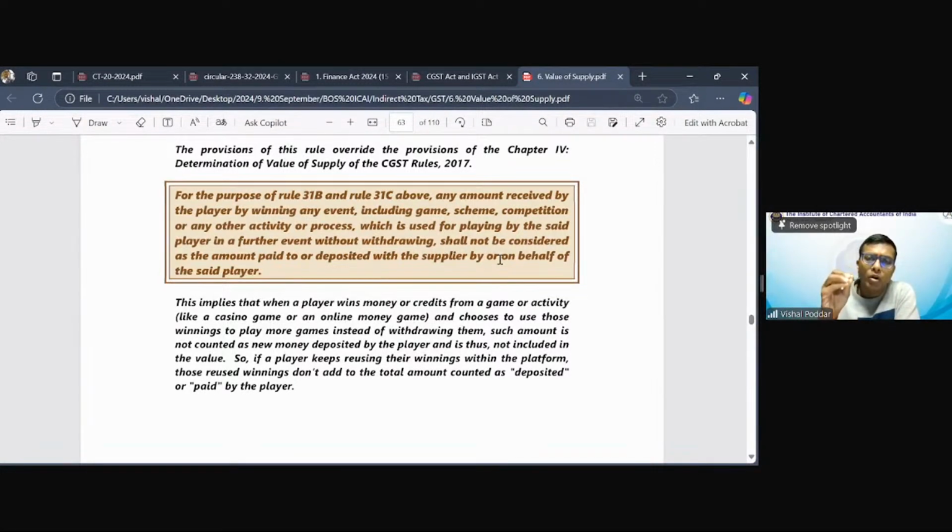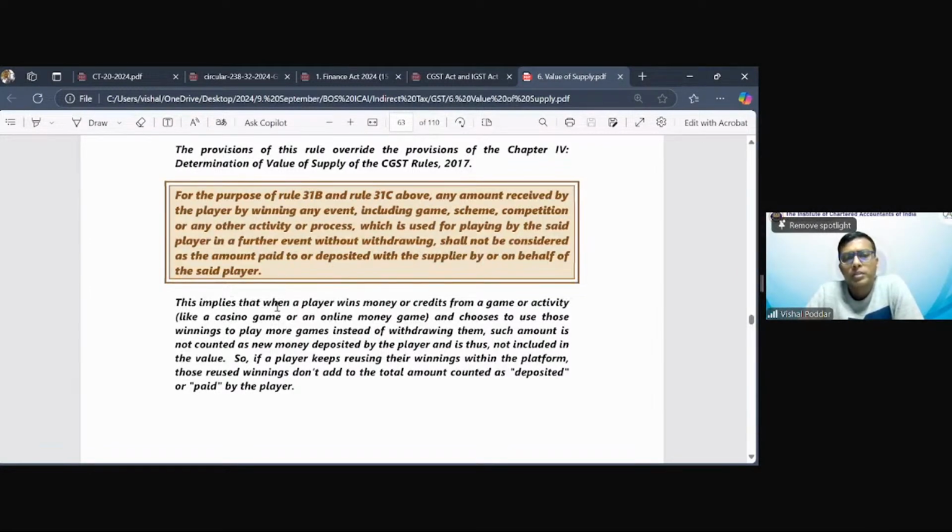Till the time you do not withdraw, the same deposit which is getting rotated in the form of the amount which you are winning and using, no GST again. But yes, the moment you have withdrawn and redeposited, or maybe redeposited out of your own pocket, the moment you add money, that is where the tax comes, both in casino and in online.